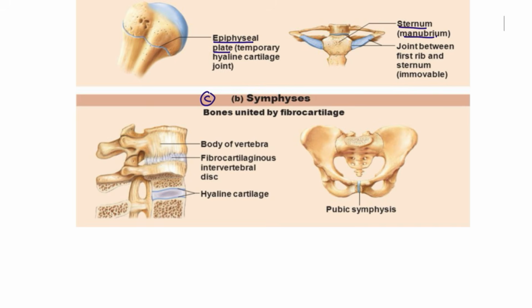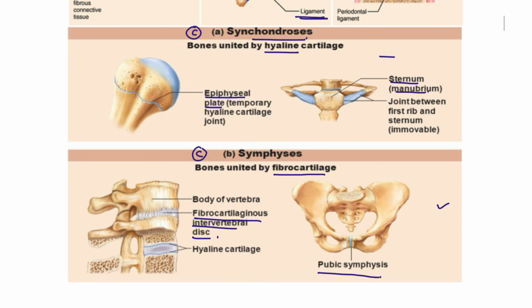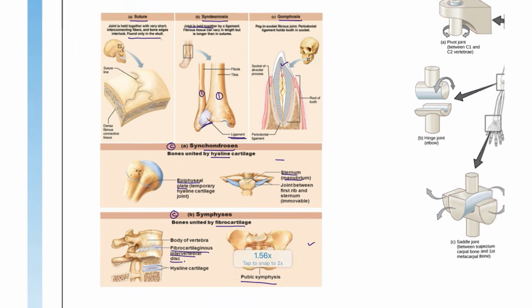And symphysis, another type, is made of fibrocartilage, and this is seen in the pubic symphysis, and also in the vertebral disc, which is connected by the fibrocartilage of the symphysis, and this is slightly movable. And these are also immovable types of cartilaginous joints.